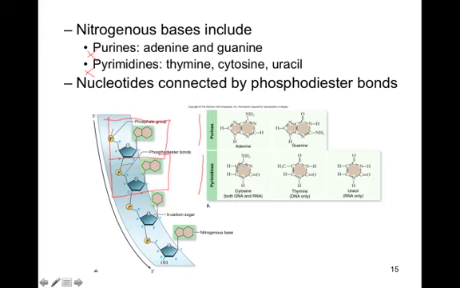And purines have a shorter name and a larger structure, the 2-ring structure. And then, how do you remember which nitrogenous bases are pyrimidines and which ones are purines? Well, I use the rule of Y. Thymine contains a Y, and cytosine contains a Y, and so does the word pyrimidine.